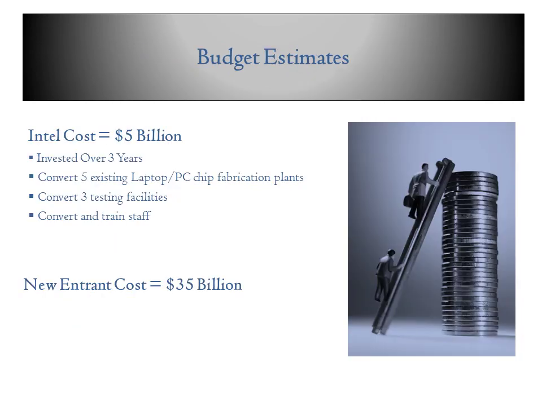The total budget estimate for Intel's transformation plan is nearly $5 billion, the majority of which will need to be absorbed in the first 2 years. The $5 billion primarily consists of the large cost of converting 5 existing fabrication plants currently producing PC and laptop chips into mobility production plants.